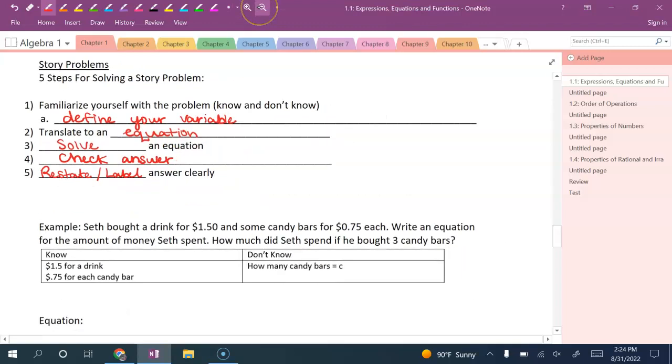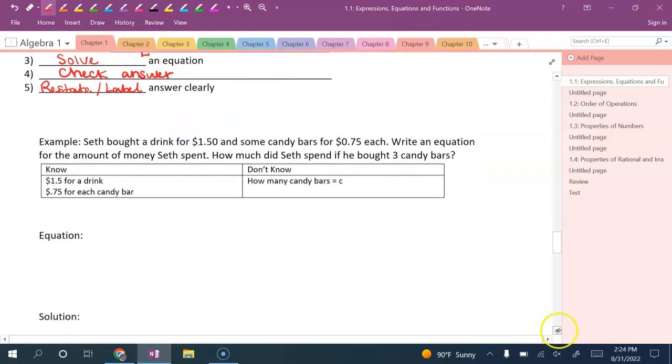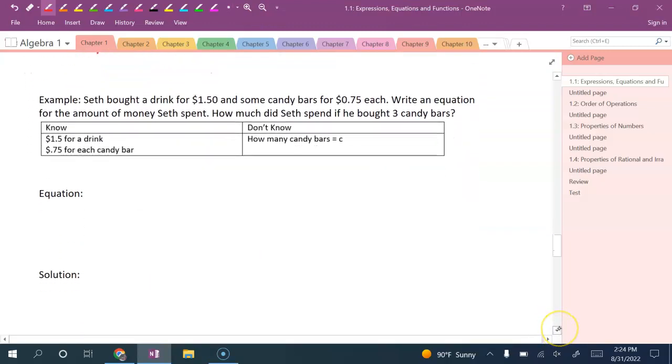So let's do some examples of some story problems here. This first one we're going to work out together. It says that Seth bought a drink for $1.50 and some candy bars for 75 cents each. We want to write an equation for the amount of money that Seth spent. How much did he spend if he bought 3 candy bars? This is actually broken into 2 parts. The first thing they want you to do is write an equation for the amount of money that he spent. And then they want you to figure out how much he spent if he bought 3 candy bars.